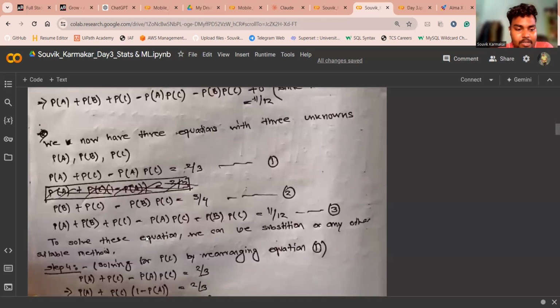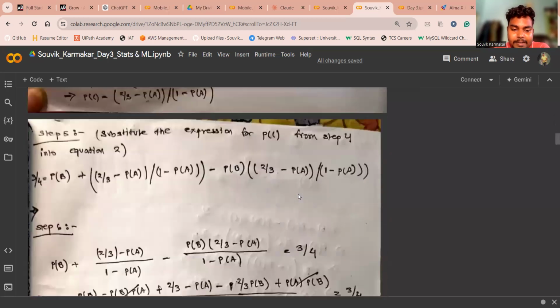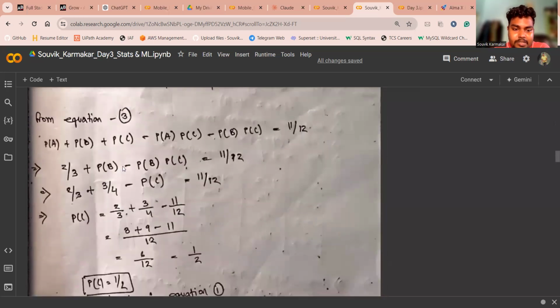You can see here the probability of A, probability of B, and probability of C minus P of A, P of C minus P of B, P of C. So P of A plus P of C minus P of A, P of C is the first equation. Let's put the values here so that we can get the values from this third equation, and we can also put in the second equation's value, like P of B minus P of B, P of C. After putting all that in, this is the equation.